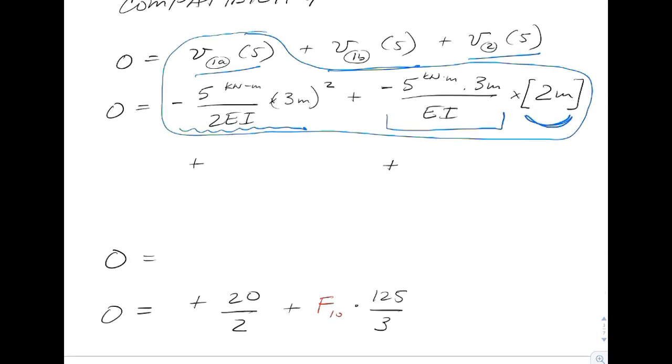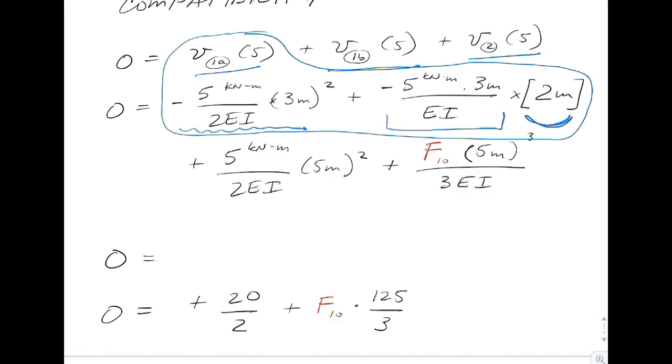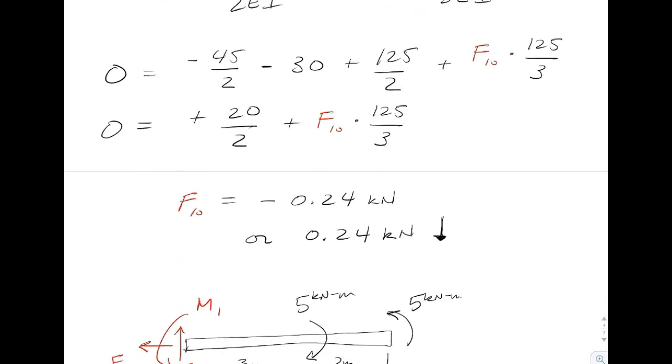All right, V1B, the deflection at 5 in 1B, is going to be ML squared over 2EI. And the deflection in structure 2 at 5 is going to be PL cubed over 3EI. And P is F10, with length 5 meters, over 3EI. So there's the equation. It's simple math from there. We just multiply it out, the EI's all cancel, and we solve for F10.